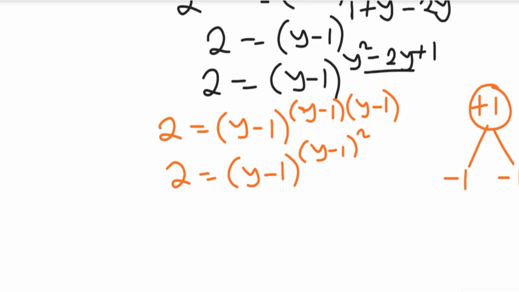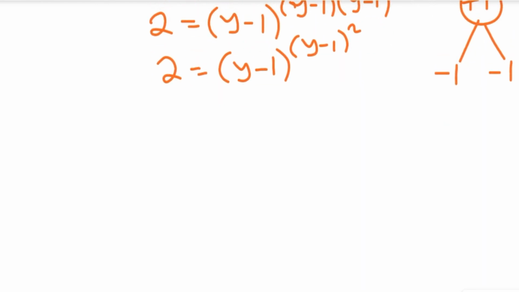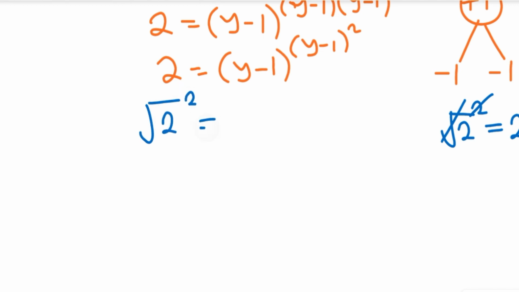Now the next thing we need to do is to simplify in such a way that we will have a final result. If we manipulate this, you come to know that the square root of 2 to the power of 2 will still give us 2, because the square cancels the square root. So we'll express the left side as square root of 2 to the power of 2, and that will be equal to y minus 1 raised to the power of y minus 1, all to the power of 2.